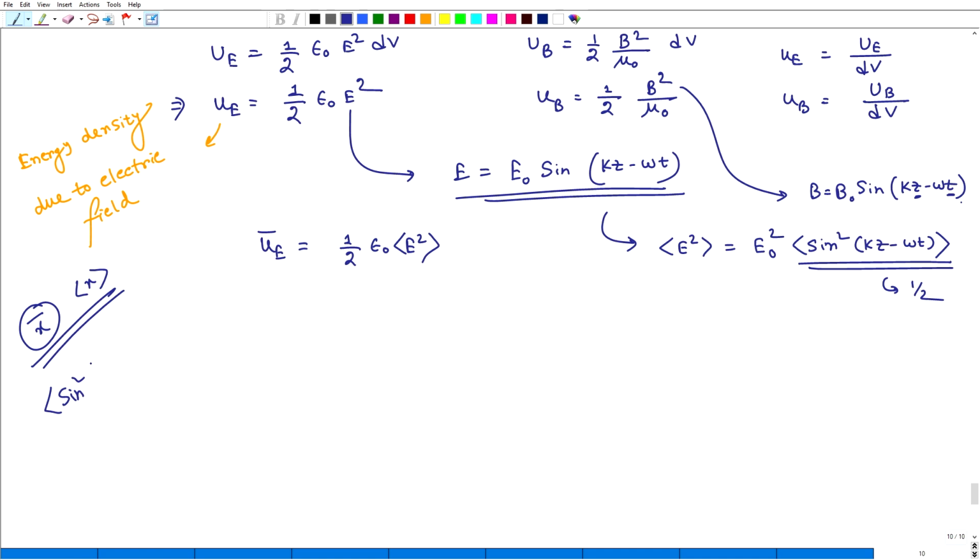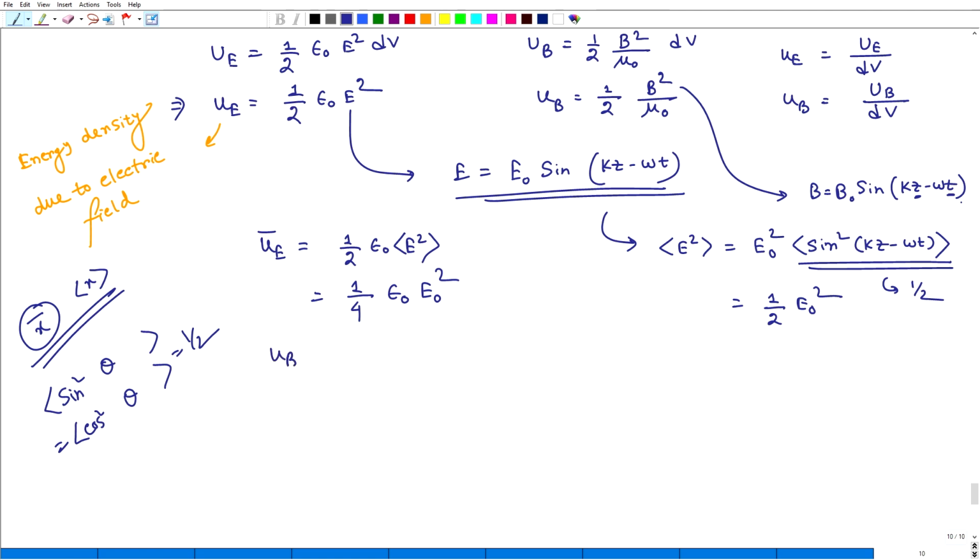As sine is an oscillating field, if we take the average of sin square (kz minus omega t), or if it is cos square (kz minus omega t), or sin square of anything, in general theta or x, it is half. So, it is half of E naught square. So, we can write it as 1 by 4 epsilon naught E naught square. So, this is the UE.